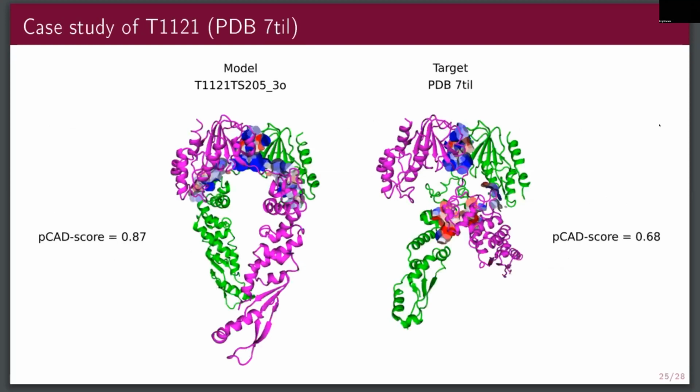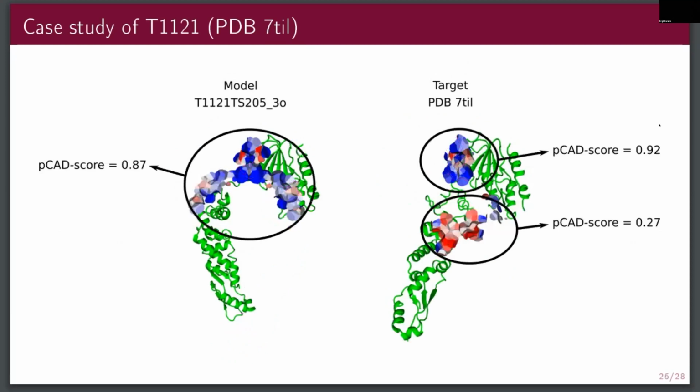And now a little bit of a case study, if I have time. Here is a target with which, as I was told, basically all QA predictors failed. Here is a model that our method selected. The predicted CAD score of the interface derived from our pseudo energy was quite high. So that's why probably it was selected. But if we look at the already published target structure, PDB ID 7TIL, we see that our method doesn't like it. Why does our method not like it?